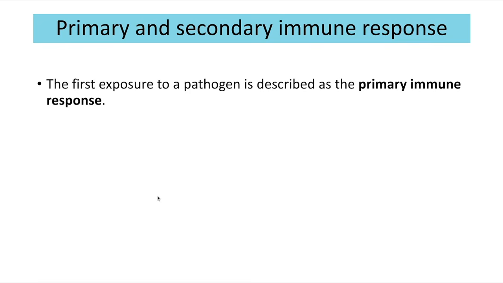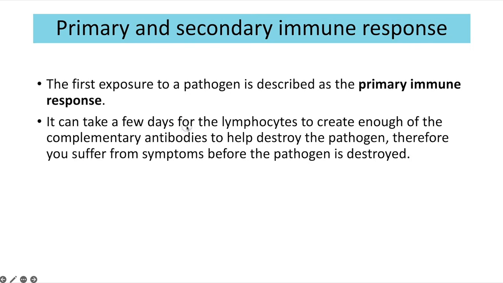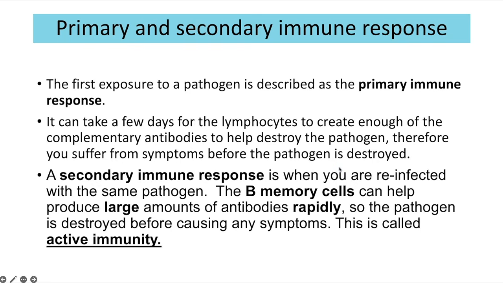The primary response is the first time you're ever exposed to that pathogen and antigen. And because it's the first time, it can take a few days for the lymphocytes to create enough of the correct complementary shaped antibodies to help to destroy the pathogen. And therefore, in the time that takes, the pathogen is dividing, causing damage, and therefore you have symptoms of the disease before the pathogen is destroyed.